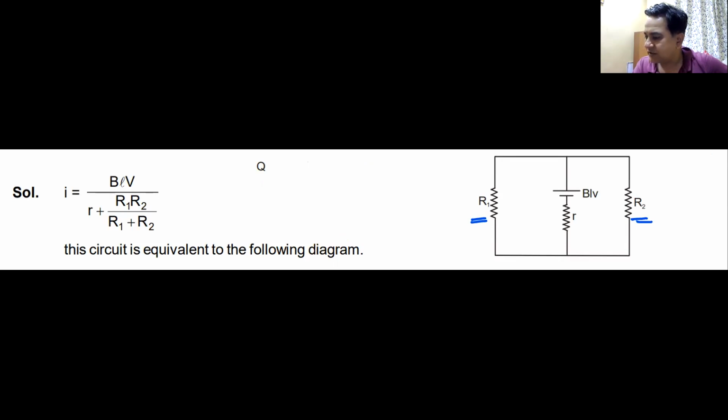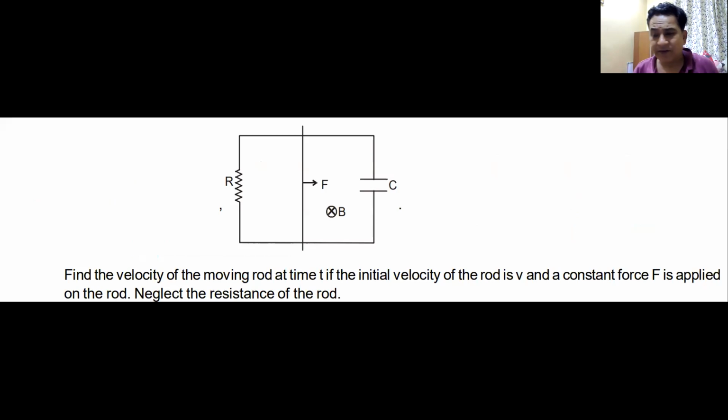Now comes this question, and this question is a supplement of the previous one. Now you see how things have changed. Up till now there were resistances. Now I have a capacitance. And in one question you will have inductance, but we have not done inductance now.